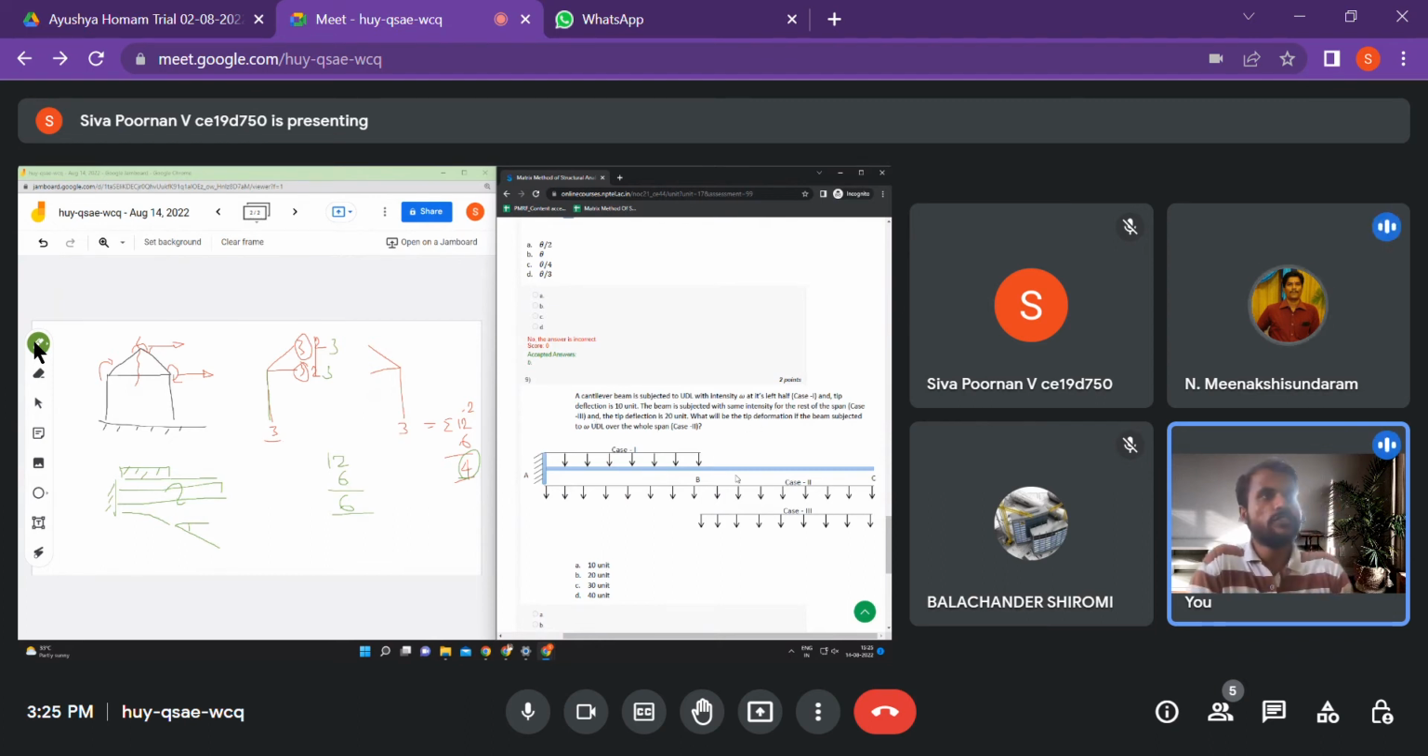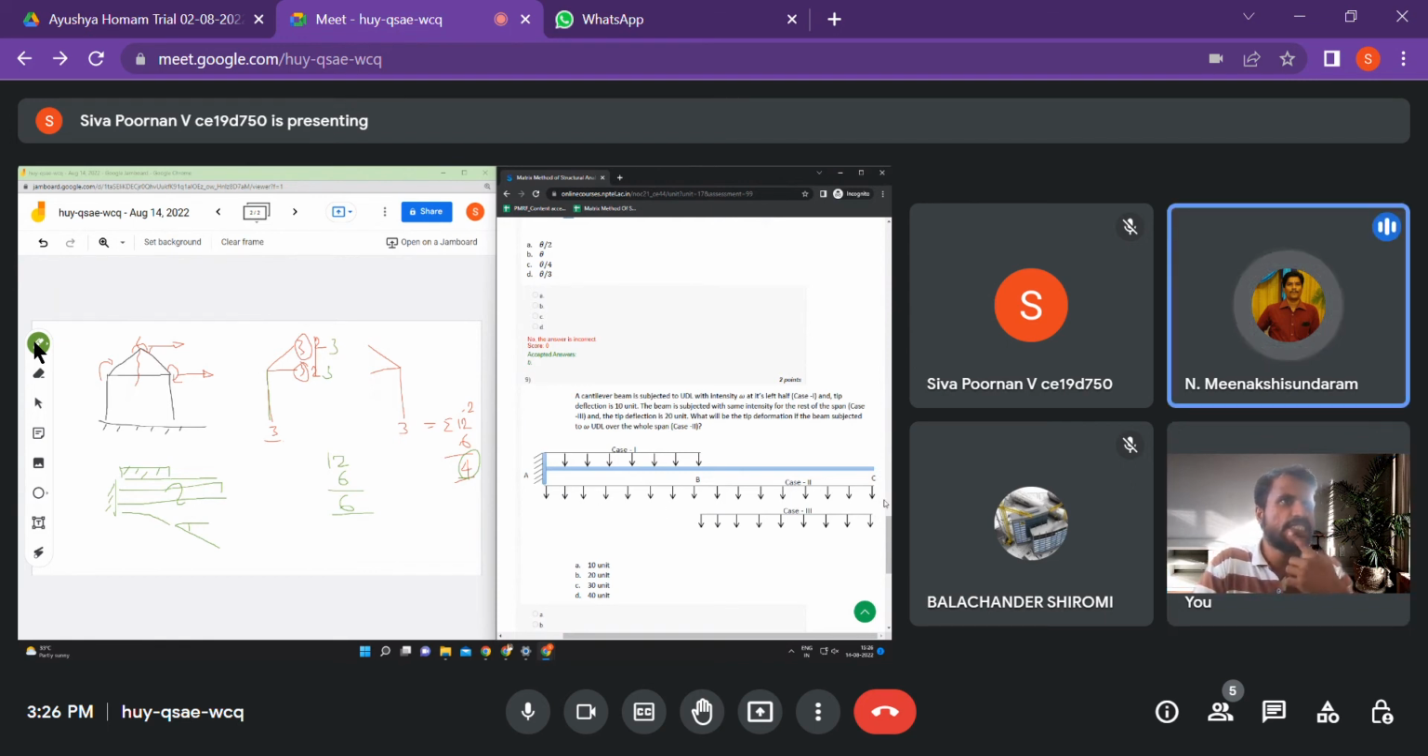I'm sorry, I read the question wrong. The question is, we are applying case 1 only on the first half of the beam, and the tip deflection is 10 units. And we are applying only on the second half, not the whole beam, and then the tip deflection is 20 units. Now if you are applying the whole thing, what will be the tip deflection is what is asked.